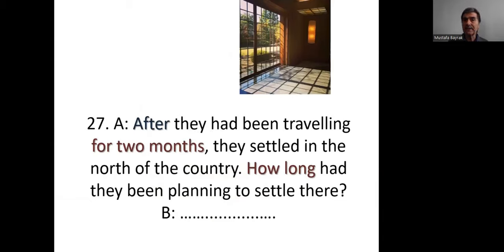27A. After they had been traveling for 2 months, yes, what happened? After they had been traveling for 2 months, they settled in the north of the country. Okay, it's clear now. How long had they been planning to settle there? They had been planning to settle there for 3 years. So after they had been traveling for 2 months, they settled in the north of the country.